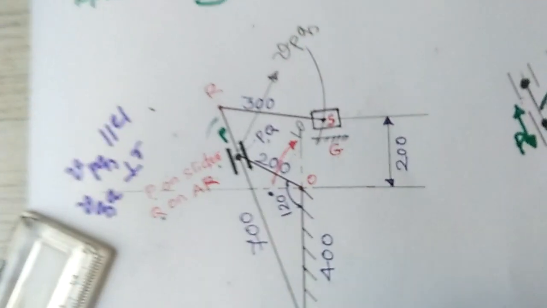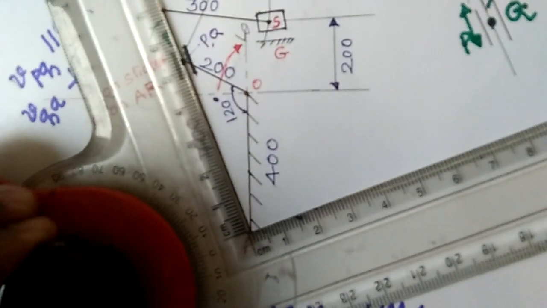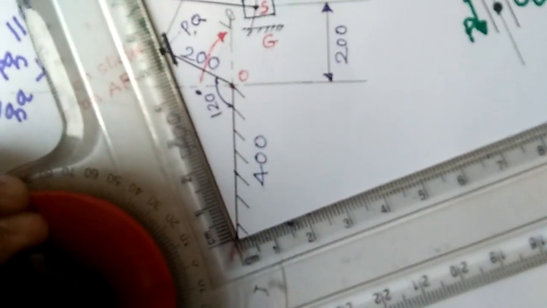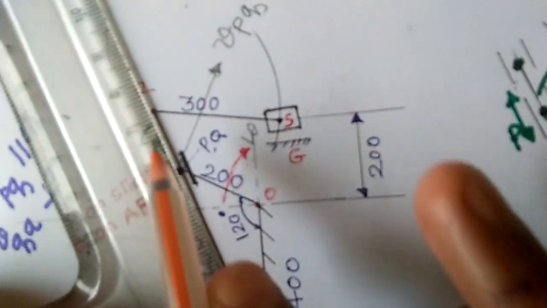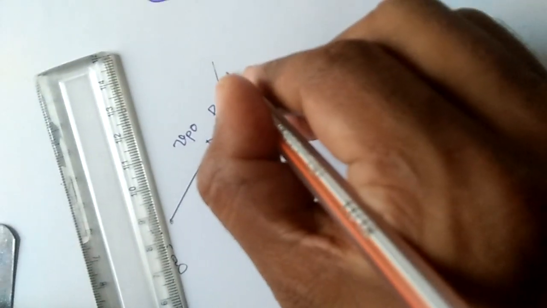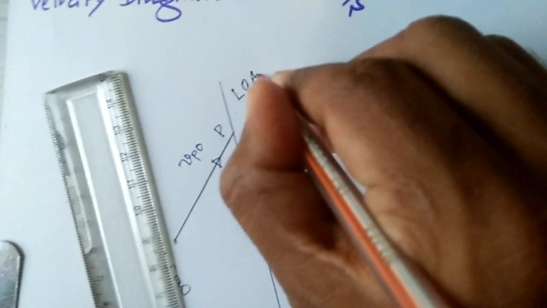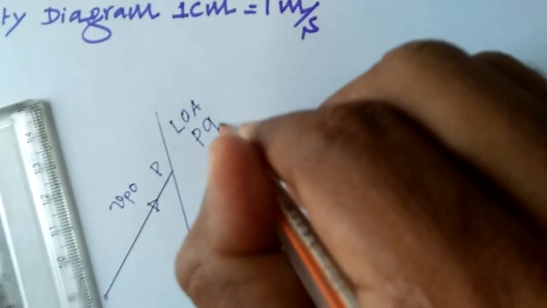Sliding motion means along the AR. Sliding means along the straight line only, that is AR only. You draw the parallel to that one, but you don't know the direction and you don't know the magnitude, you only know the line of action. You draw this alignment, you make it. I draw the parallel, you draw this line of action for PQ.